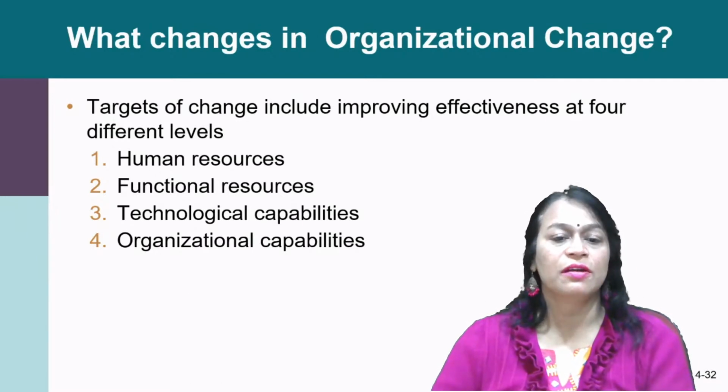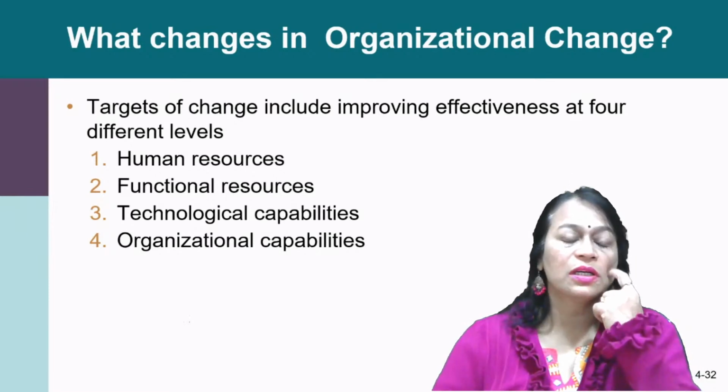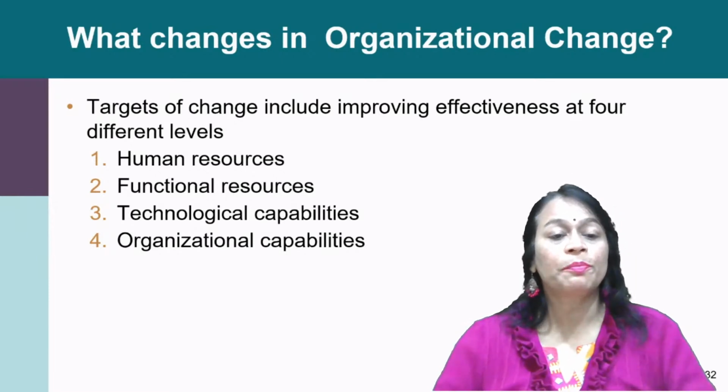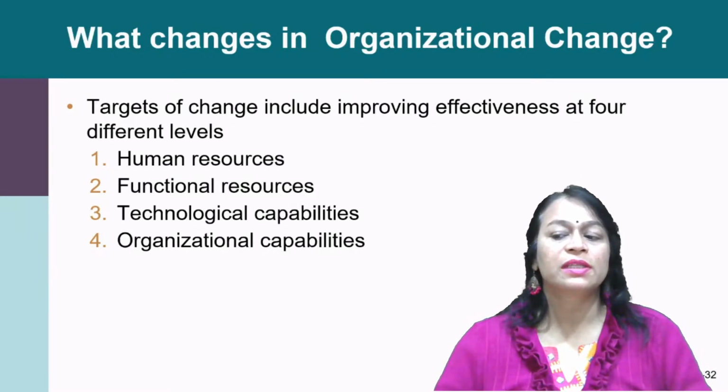Second is the functional resources. Functional resources in terms like we can say the processes. If our processes are not right, there are some mistakes in the processes.